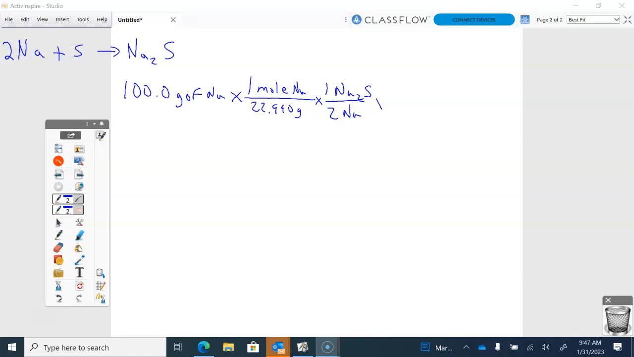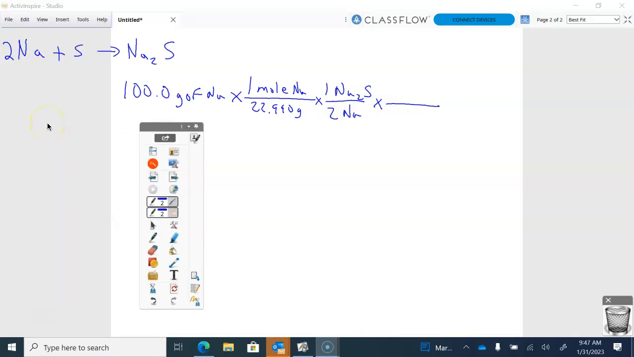Moving forward. Then you have to do 1 times 1 mole of the whole entire Na2S. You have to figure out what the molar mass of Na2S is. So I need 2 of the 22.990s, and then you need 1 of the 32.064. Double check me because I'm not actually looking at a paper.